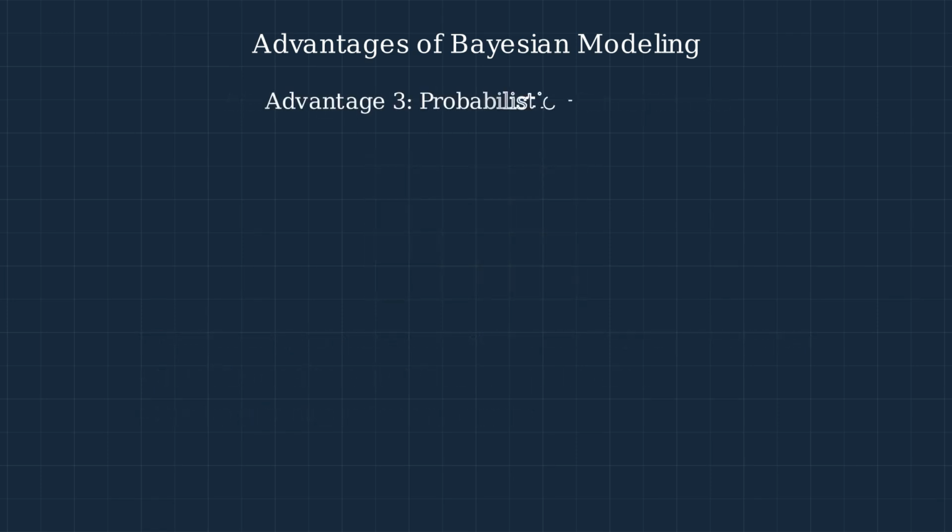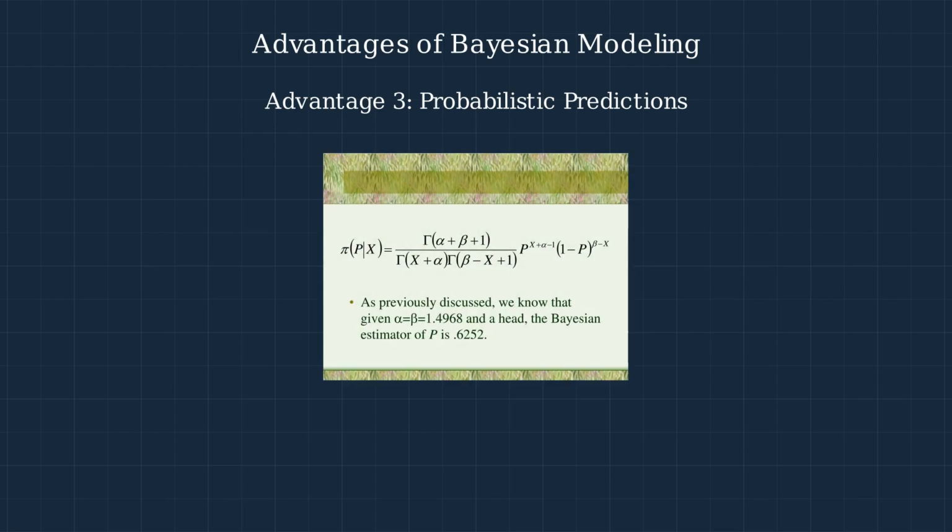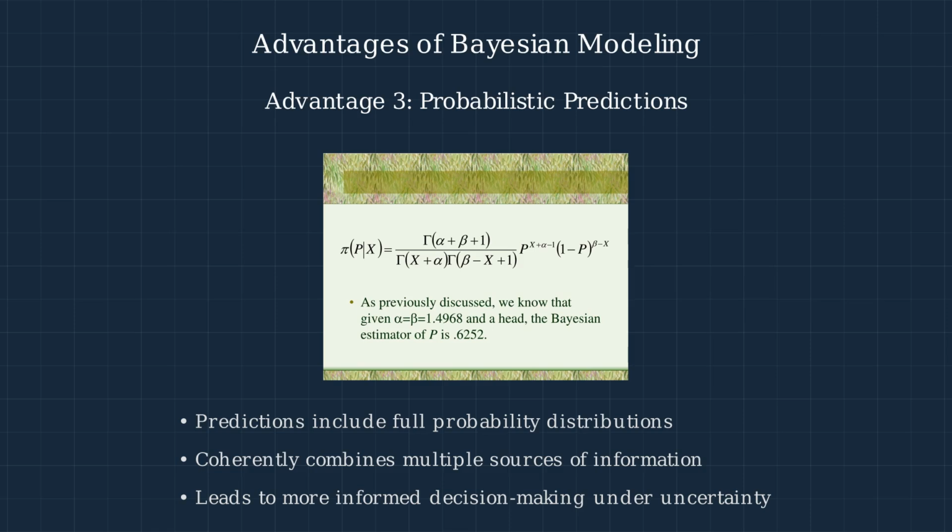The third advantage is the ability to make probabilistic predictions within a coherent framework. Bayesian methods provide predictions with full probability distributions. This coherent framework combines multiple sources of information, leading to more informed decision-making under uncertainty.